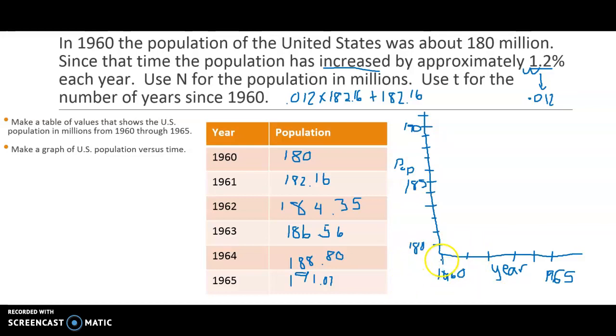So in 1960, we have population 180. 61, we have population of 182 million. 62, we're at 184 million, just putting dots. 63, 186, almost 187 million. 64, 188, almost 189, and 65, 191.